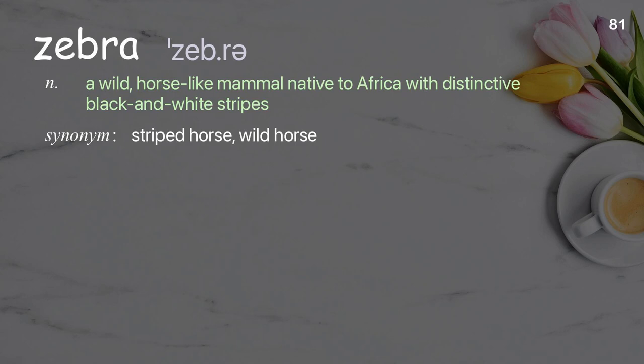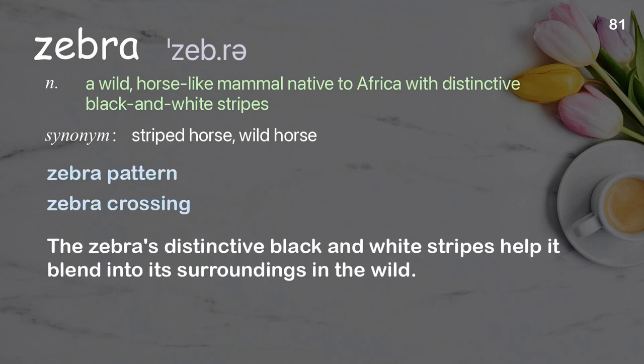Zebra. A wild, horse-like mammal native to Africa with distinctive black and white stripes. Examples: zebra pattern, zebra crossing. The zebra's distinctive black and white stripes help it blend into its surroundings in the wild.